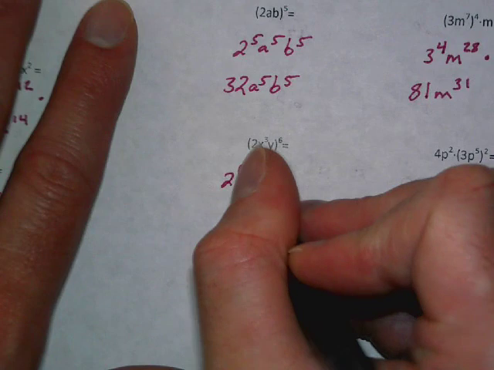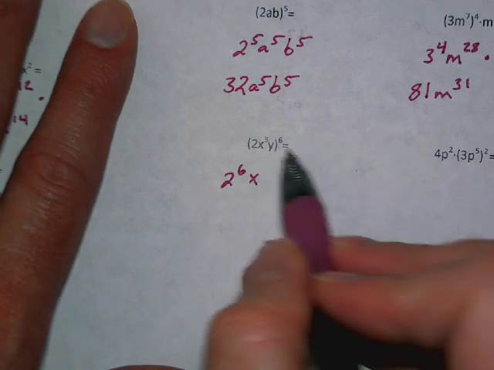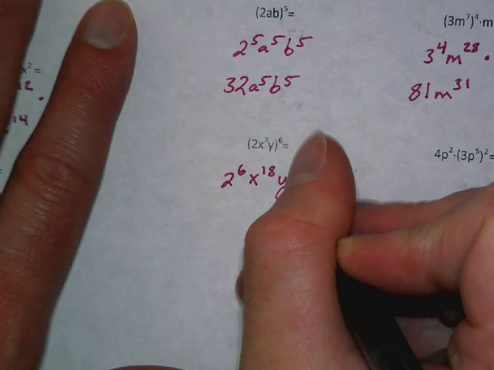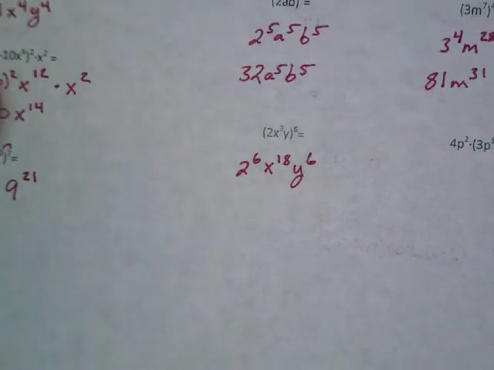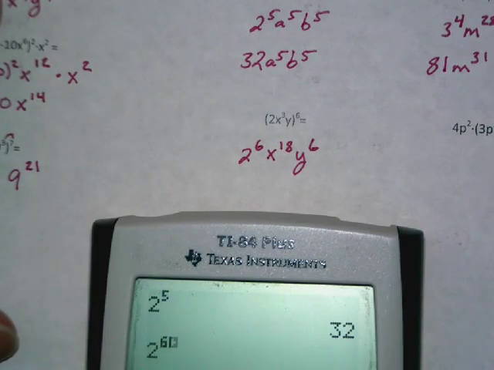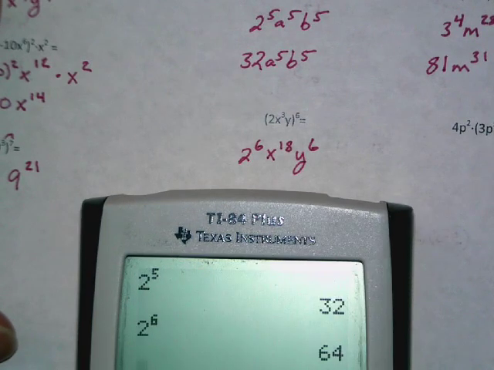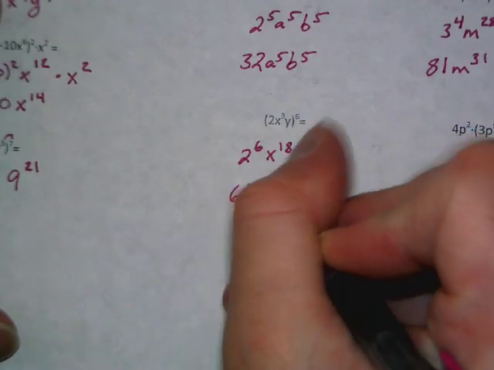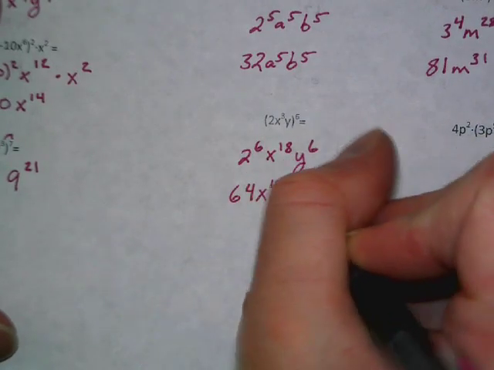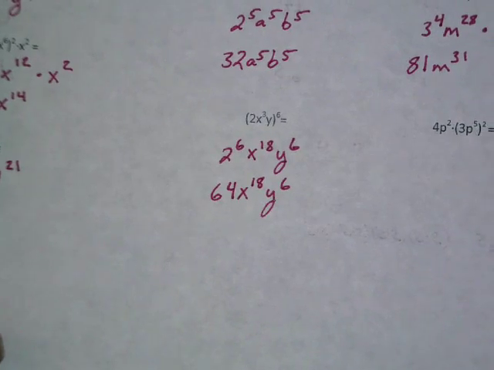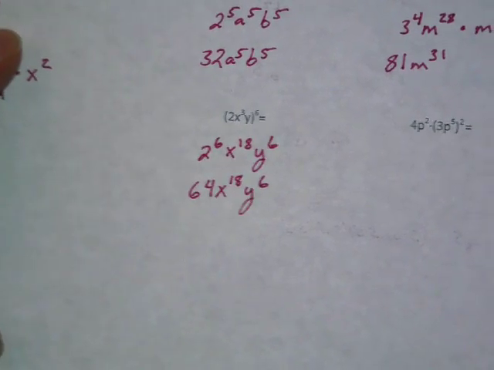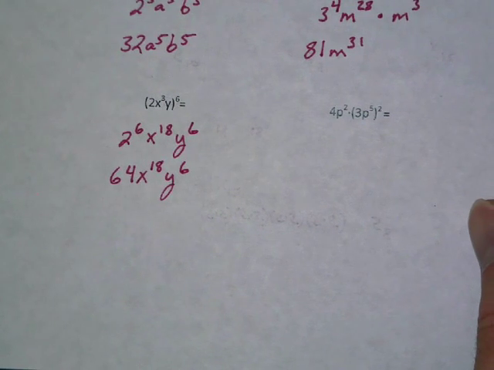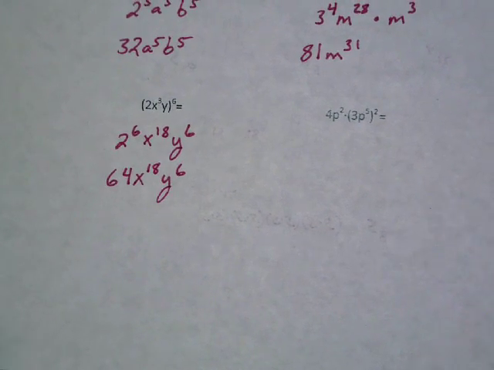And your last row. Power to a power again. So just don't forget that the 2 and the y have an exponent of 1. So 1 times 6, that becomes 2 to the 6. For the x, 6 times 3, 18, and then y to the 6. That's all we have left. Go work out 2 to the 6, and that gives you 64. So 64, x to the 18th, y to the 6th.